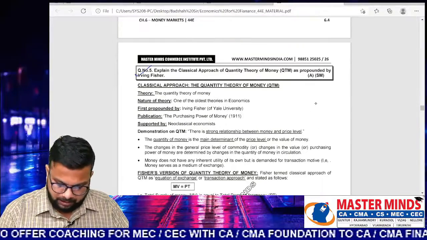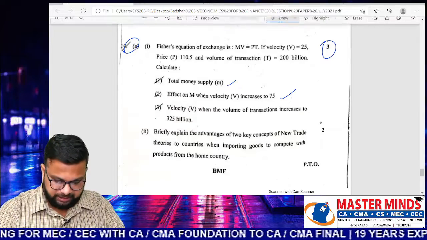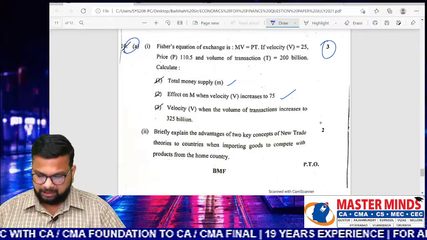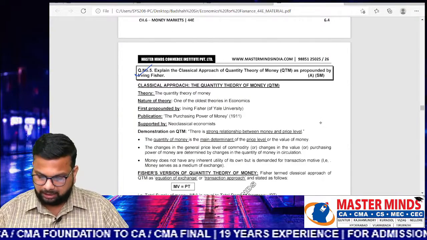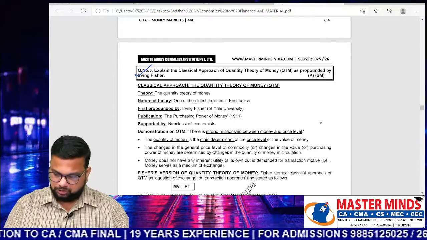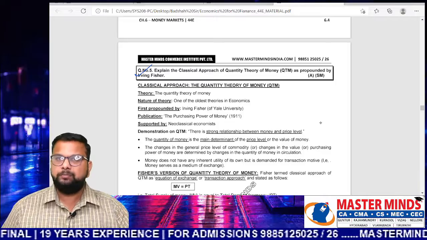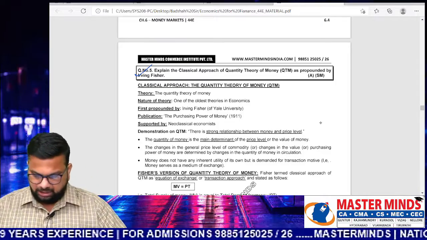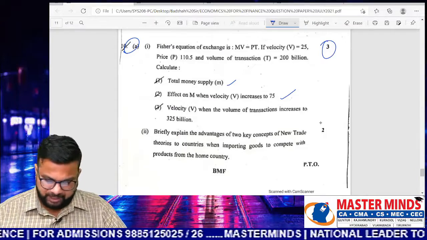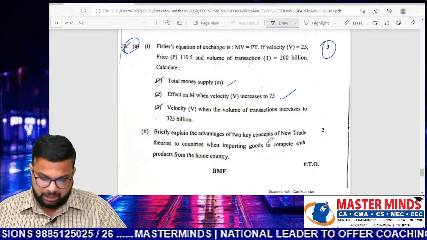So if you look at the paper, Nana, if you look at our material, question number 10A subsection 1, this MV equal to PT and the problematic mark, that is based on the classic approach of quantity theory of money. So basing on this question, we can easily solve that problem given in the examination. If you are thorough with this question, then you can easily answer it. That is not covered in the guess questions, but it is covered in our Masterminds material.